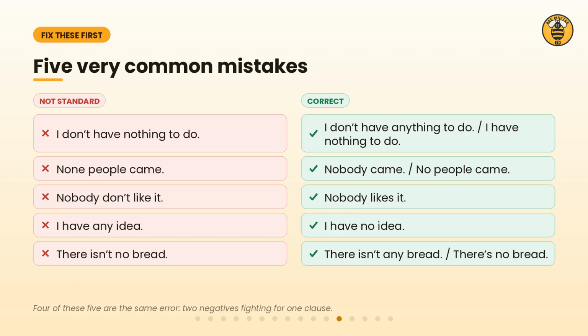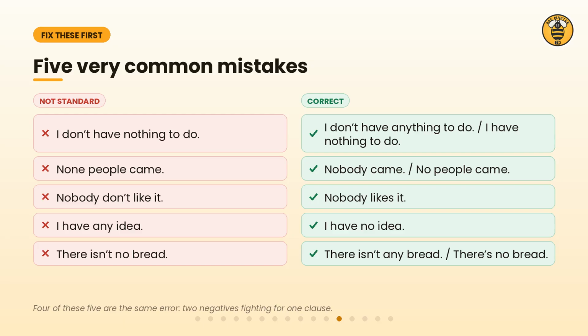Now let us fix the 5 mistakes I see most often. Read the red column, then the green column. Number 1. I don't have nothing to do. Two negatives. Choose one. I don't have anything to do, or I have nothing to do. Number 2. None people came. There is a noun after none, so none is the wrong word. Say, nobody came.